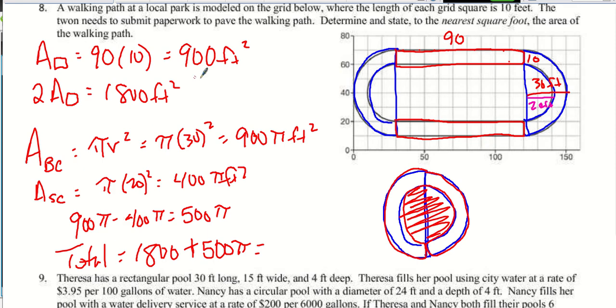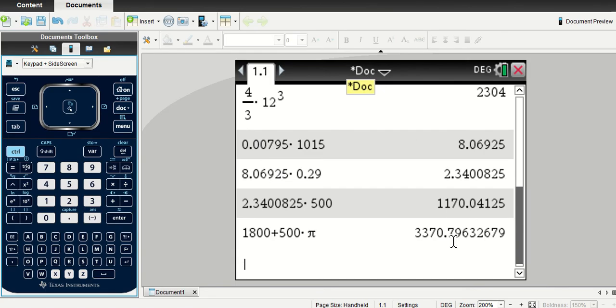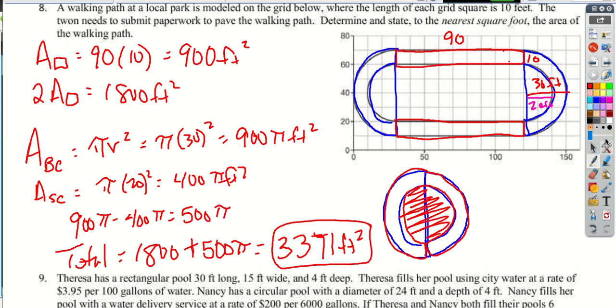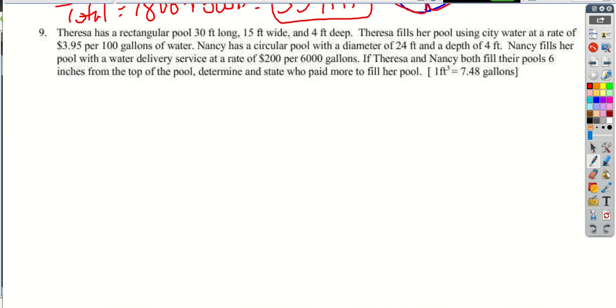And then we want to go to the nearest square foot. So the next number is 7, so this is going to round this up. So this is 3,371. 3,371 feet squared. And that is our area. All right. Time to finish.